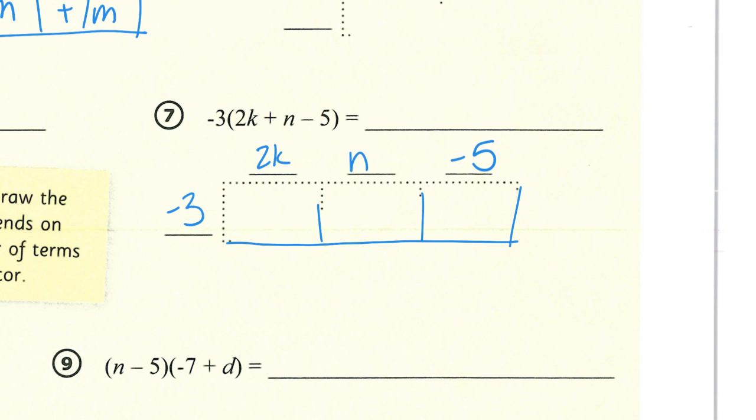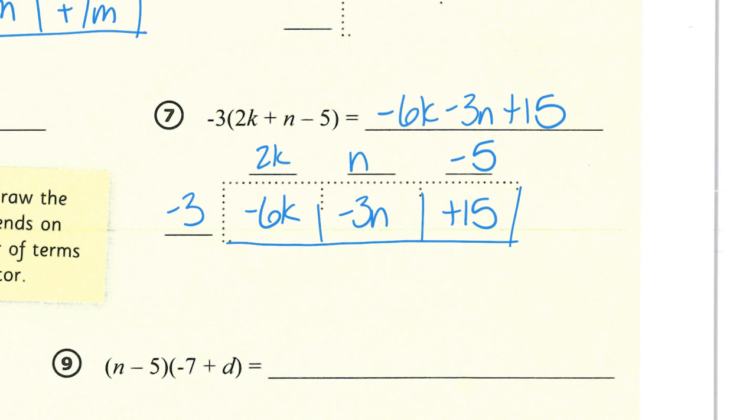In number 7, go ahead and try this one on your own. And this is what you end up with. We'd have negative 6k minus 3n plus 15. Remember, negative times a negative is a positive, and a negative times a positive over here is going to get you a negative.